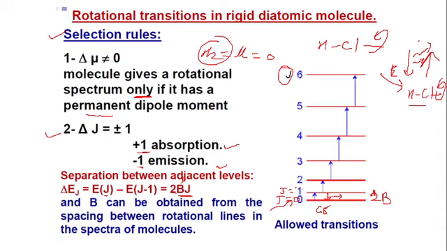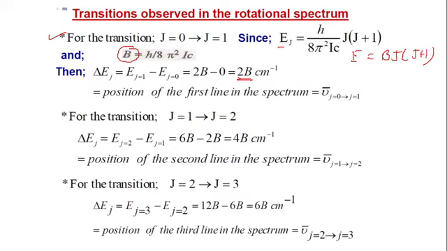Okay, here I'm writing the value of the change in energy level. From J equals 0 to 1, the difference is 2B. In the second case, what happened for the second transition? That is J equals 1 to J equals 2.